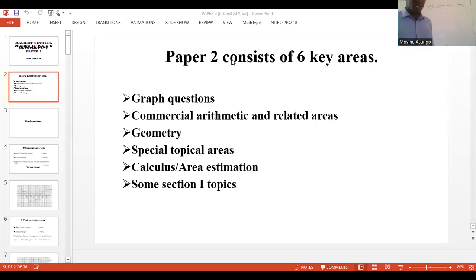As you can see on your screen, I'm sharing some screen there. As you can see, paper 2 consists of the 6 main areas. Number 1 area, which is constituting graphs.